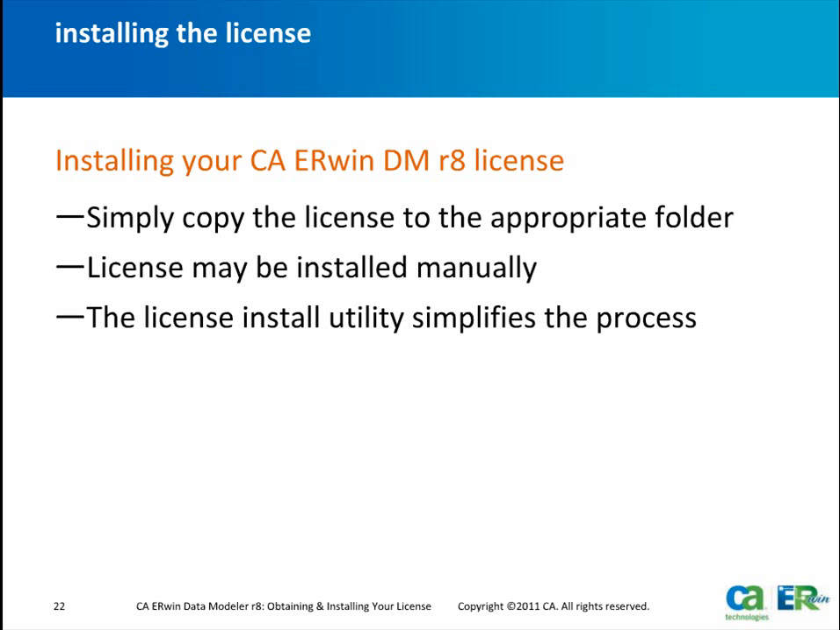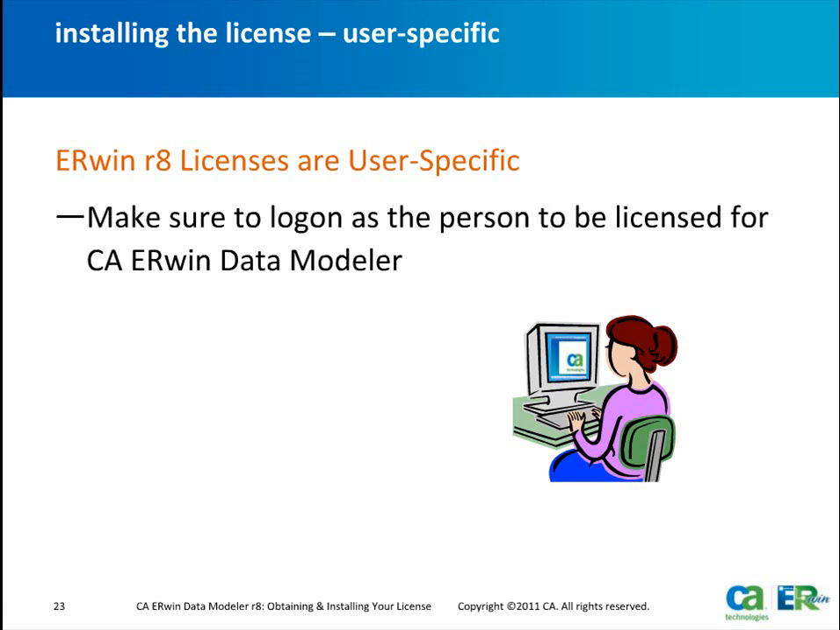Installing your R8 license is simply a matter of copying the license file to the appropriate folder. You can choose to do this manually or with the aid of the ERwin license installation utility available from the CA support website. It's important to note that CA ERwin R8 licenses are specific to one user, so when installing the R8 license, please be sure you're logged on as the person who will be using ERwin Data Modeler.